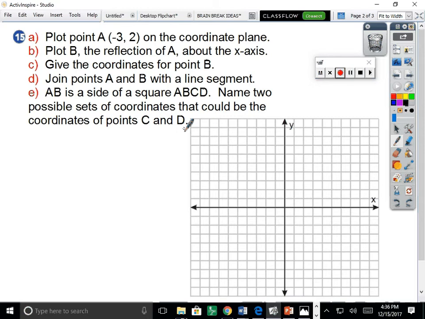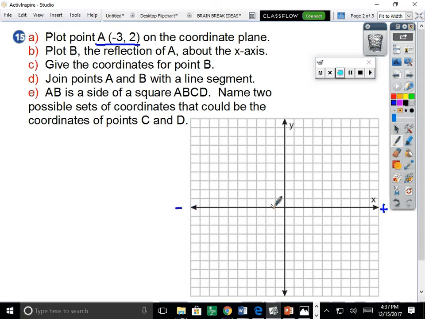If we take a look here on number 15, part A, it says we want to plot point A at (-3, 2) on the coordinate plane. So the first thing I want to do is practice plotting some points. Here I included a coordinate plane for us. If you start here at the origin, I want you to remember what happens if I move towards the right on the x-axis. Well, that's where I find my positive numbers. What happens if I move towards the left on my x-axis? Well, you're approaching those negative numbers.